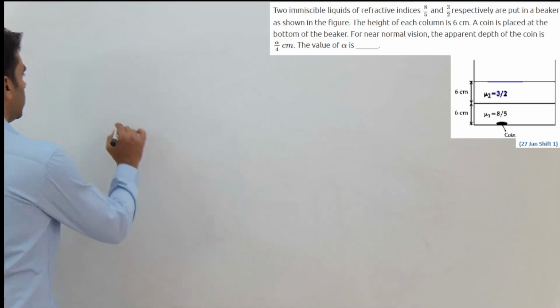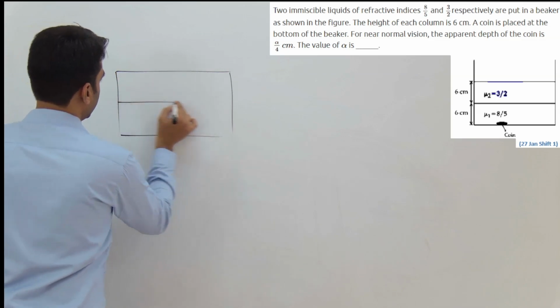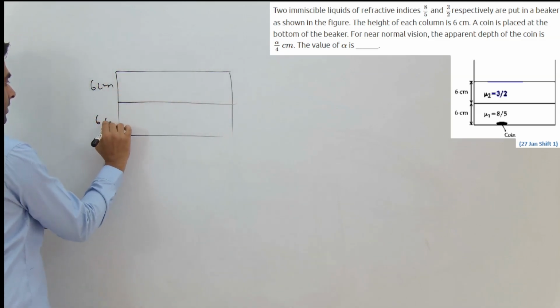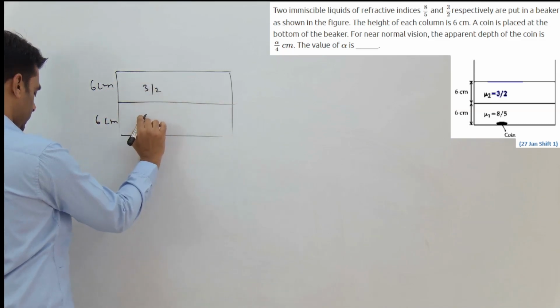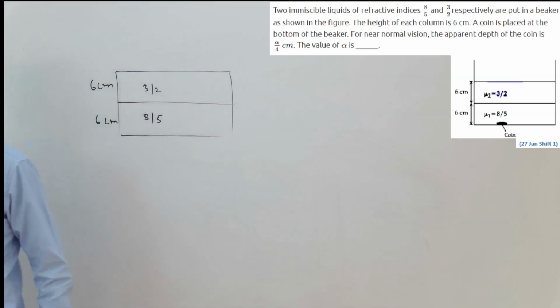So the situation is something like this. Two immiscible liquids, both having 6 centimeter layers. This one having refractive index 3/2, this is having 8/5. We have to find out the apparent depth. So how to do it?